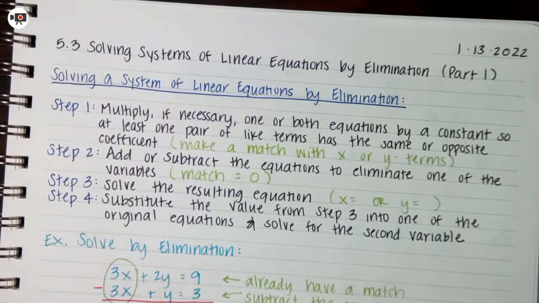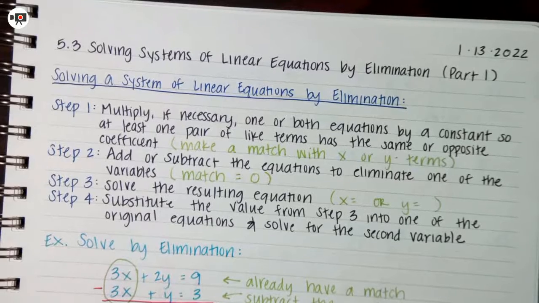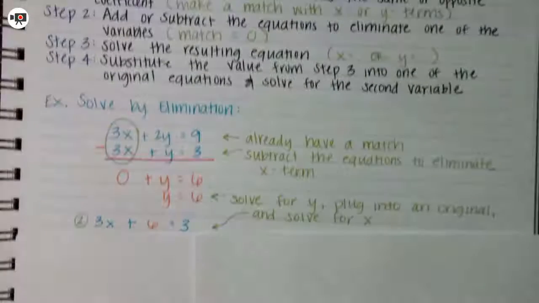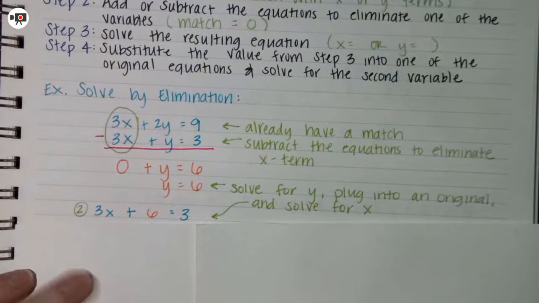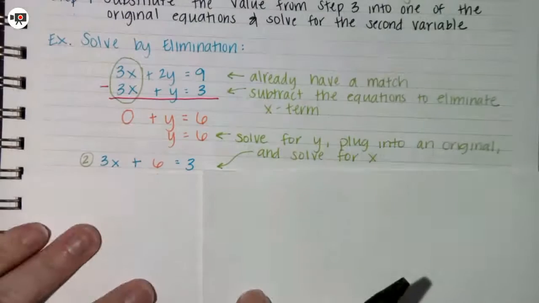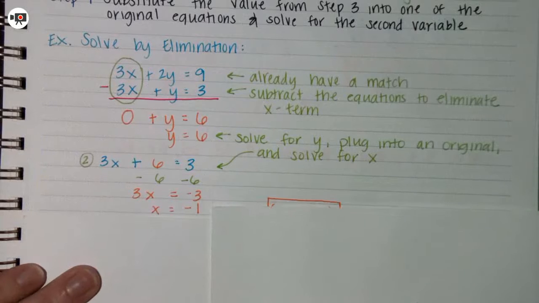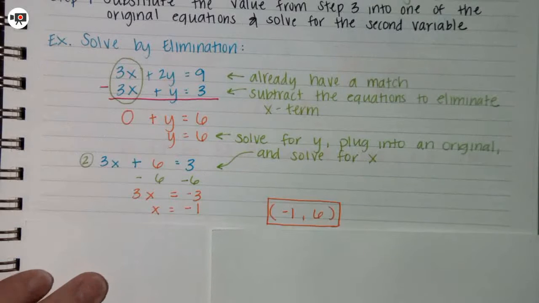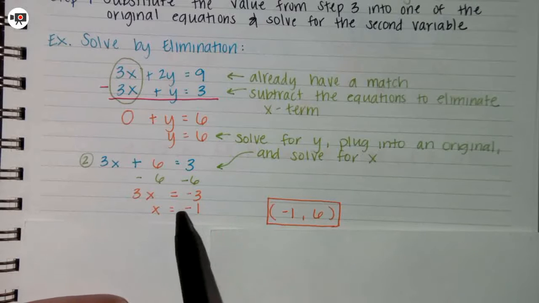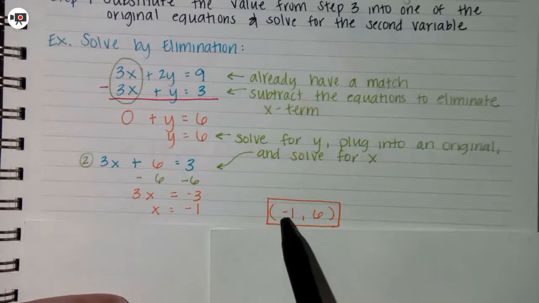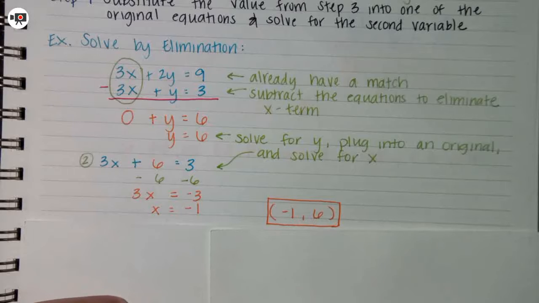So y equals 6. I'm going to plug that into one of my original equations and solve for x. In solving for x, I see that x equals negative 1. So my answer is negative 1, 6.